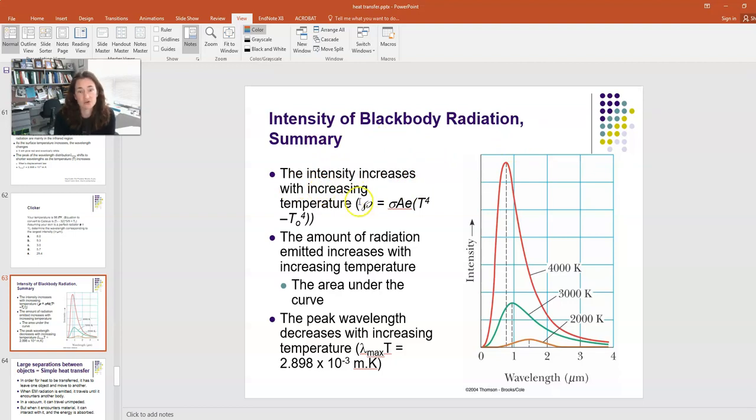Well, the intensity increases with increasing temperature, and that's because the power increases with increasing temperature. So you can see the peak grows, right, as the temperature increases, and the amount of radiation emitted increases with increasing temperature, and that's the area under the curves here, as you can see. And the peak wavelength decreases with increasing temperature, so as it gets hotter, it gradually moves, right? So that's how that goes.